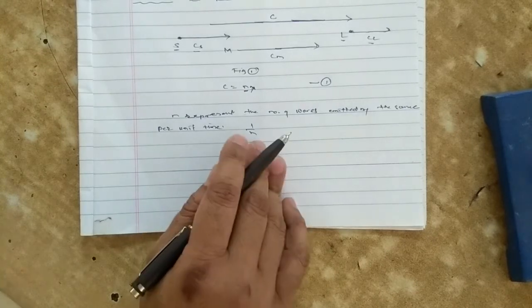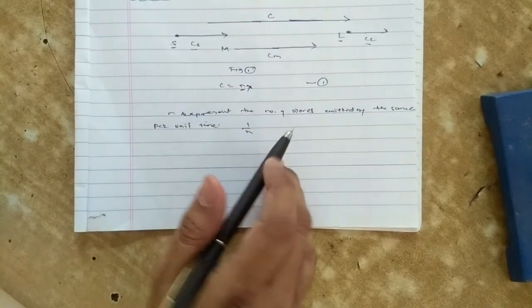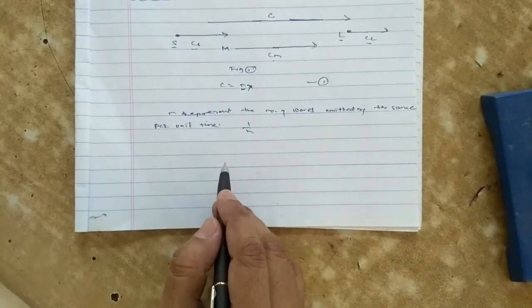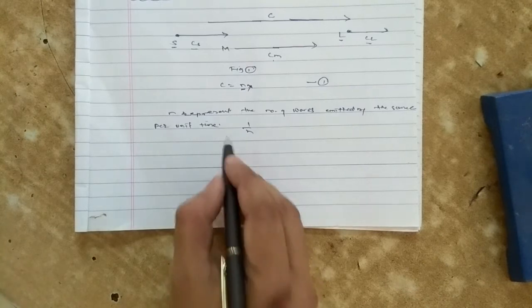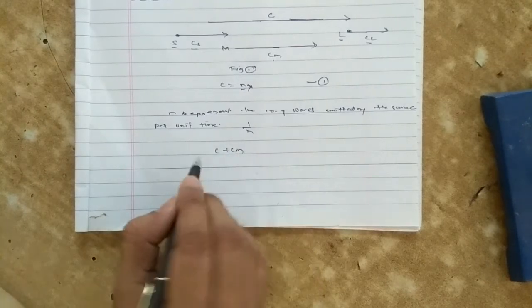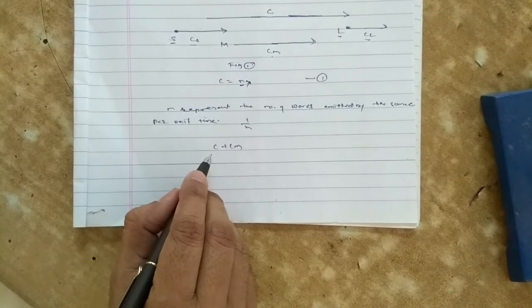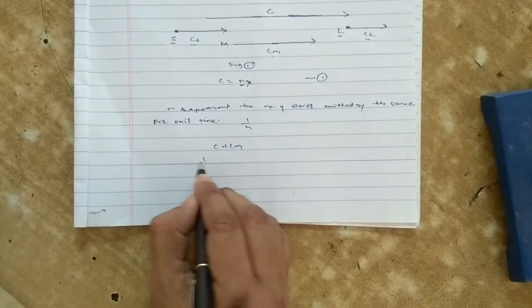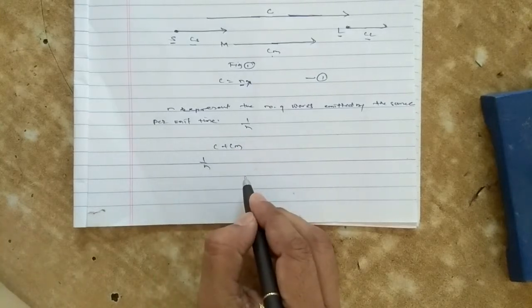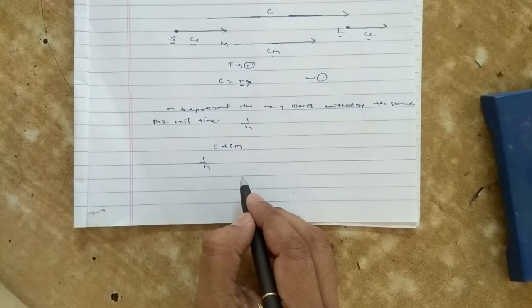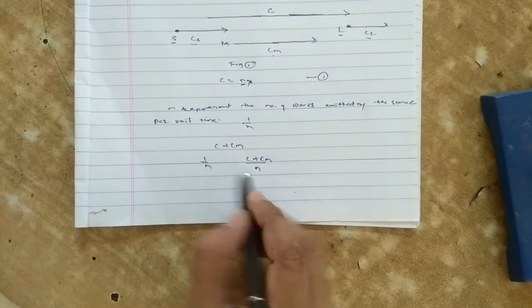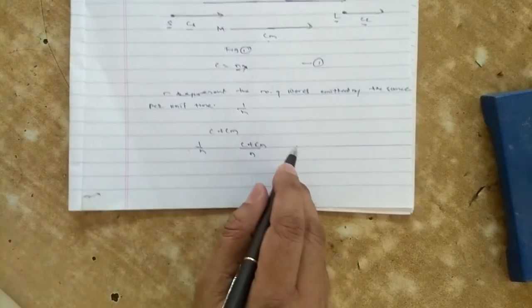Now as the medium is moving with the speed cm along the direction of propagation of the sound, the effective velocity of the sound will be c plus cm. The distance traveled by the first sound wave in the time interval 1 upon n, before the emission of the second sound wave, will be (c plus cm) upon n.